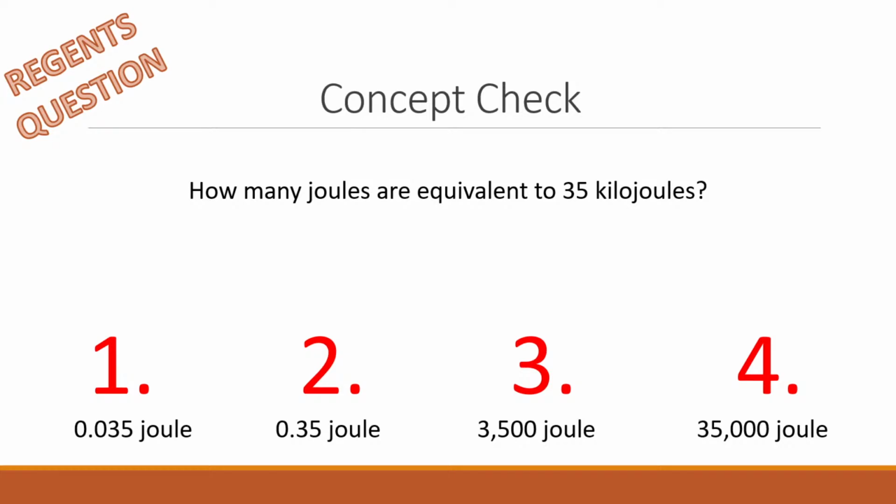So here we're looking at almost the same question we saw before, except instead of a number of joules and asking how many kilojoules, we're doing the reverse. We can still use table C to remind us that 1 kilo is equal to 1,000. 1 kilo something is 1,000 regular somethings, so 35 kilojoules should be equal to 35,000 joules. Making choice 4 our correct answer.